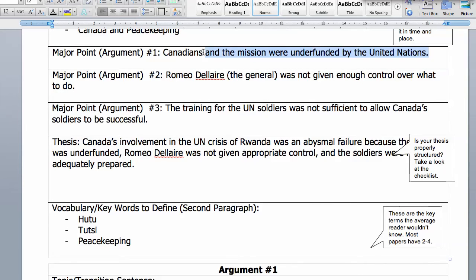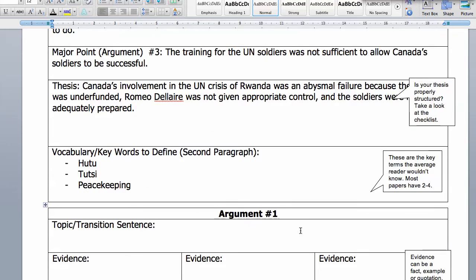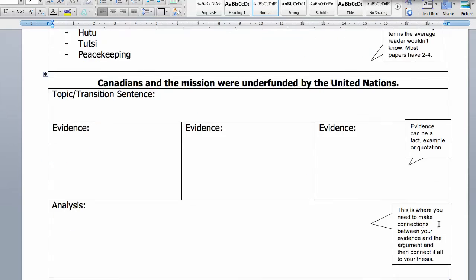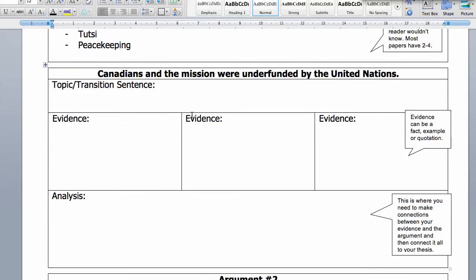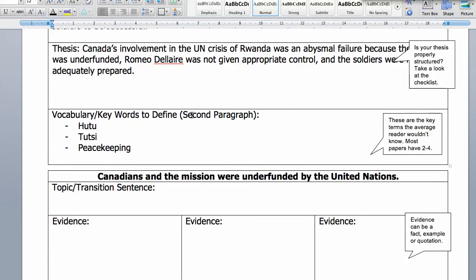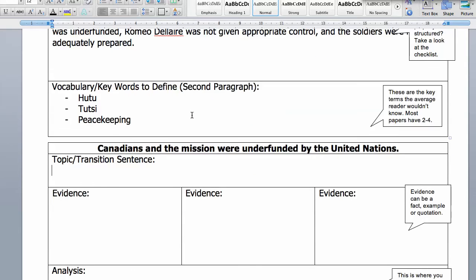And so what I'm going to actually do is take this and copy it into here. Now obviously that's a bit harder to do on your sheet because you can't just erase stuff, but for the sake of being able to see it and have it all on one screen, we'll do that. So Canada and the mission were underfunded by the United Nations. I'm going to make a topic sentence that also links with my transition. In this case, the last paragraph was my thesis statement through my introduction. And so I'm going to link the two together.